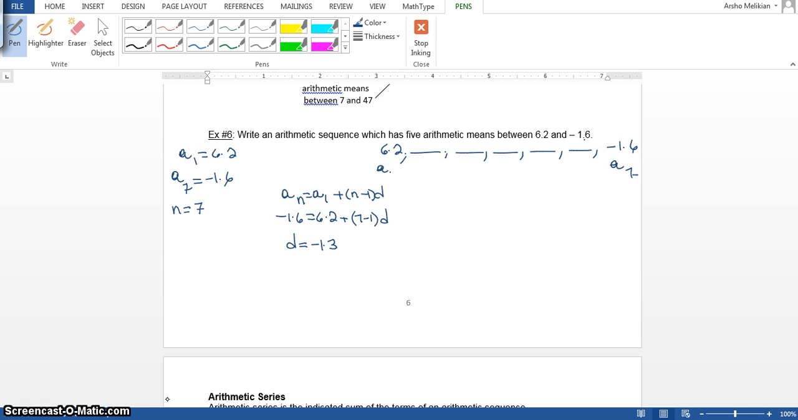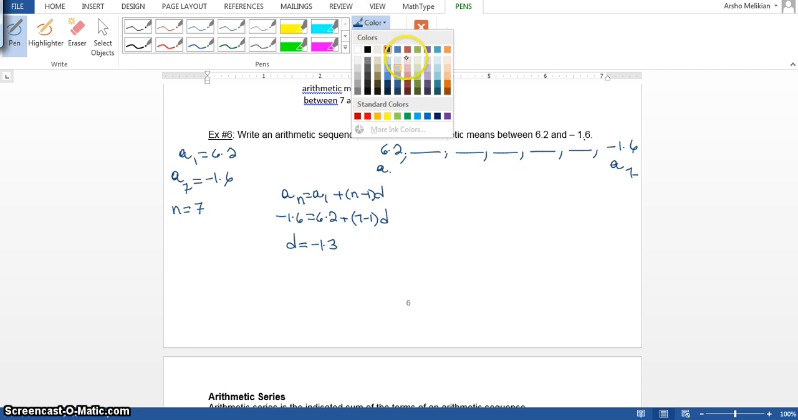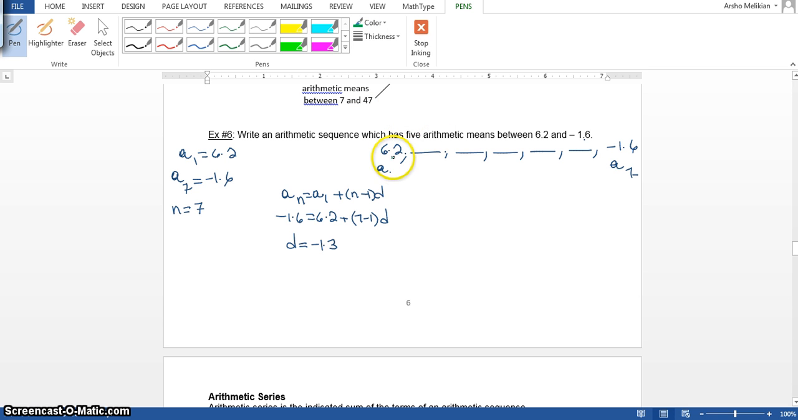So now what I have to do is add negative 1.3 to each of these steps and fill up my sequence. That means if I start here and I add negative 1.3, I'm going to get 4.9. If I subtract 1.3 again, I will get 3.6. I do it again, and I get 2.3. I do it again, I get 1. And one last time, I get negative 0.3. So that's what the sequence looks like. Okay? And you would write as your answer all the numbers starting from 6.2 to negative 1.6.